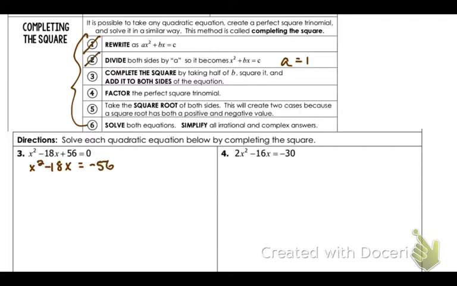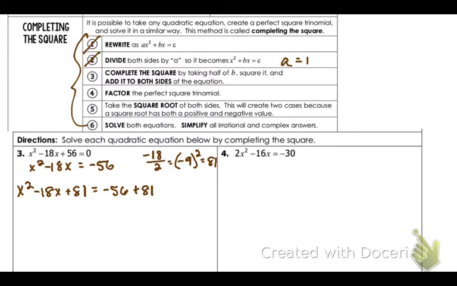Complete the square by taking half of b. Remember, b is negative, so negative 18, half of that is going to be negative 9. You're going to square it, that's 81. So you're going to be adding 81 to both sides of the equation. So x squared minus 18x plus 81 is equal to negative 56 plus 81. So this is the difference from the last time with vertex form. You're not having to multiply. The 81 will always stay positive. You're adding it to both sides of the equation.